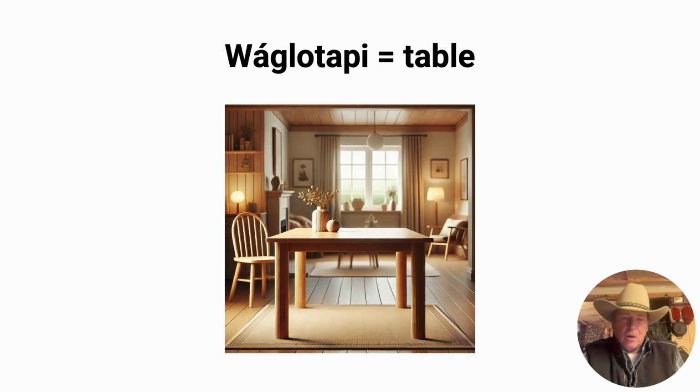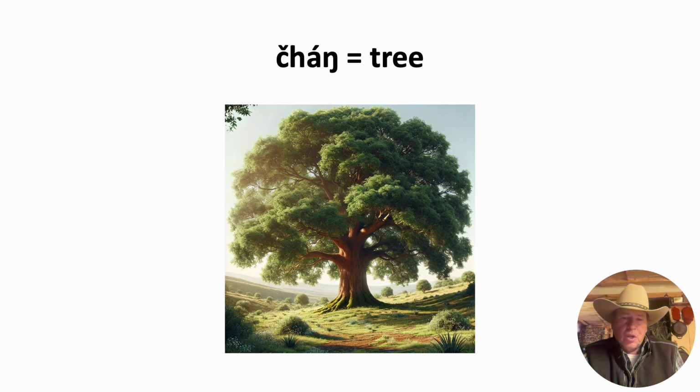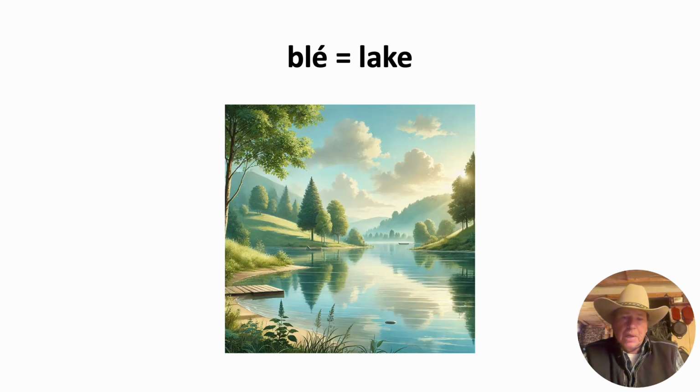Okay, so now we need our objects. We need our nouns. First one, Waglotapi, a table. Tipi, a house. Cha, tree. Ble, lake.